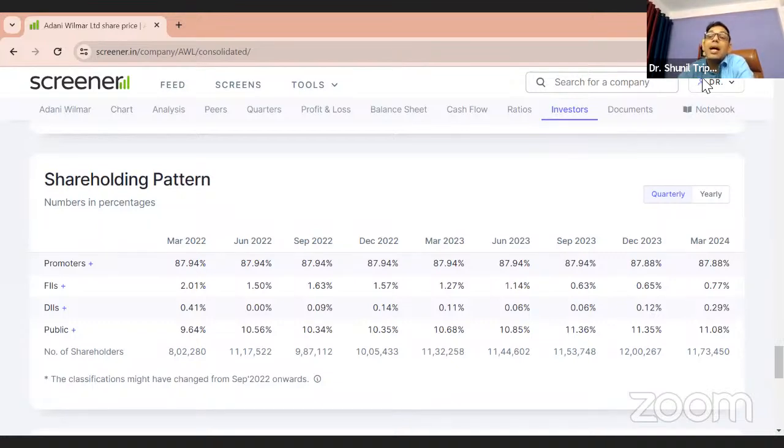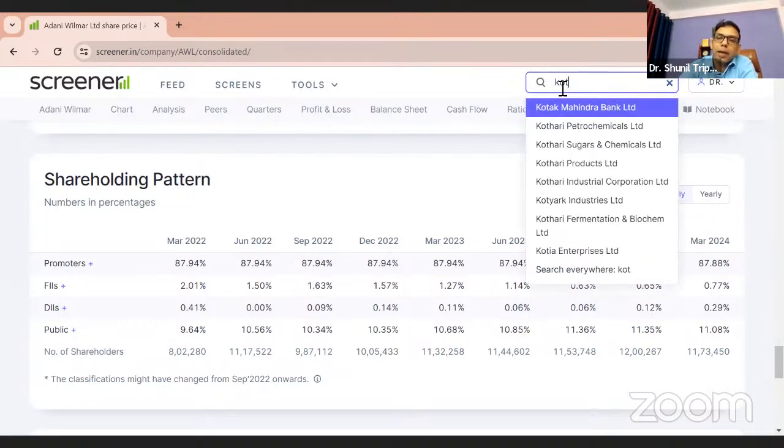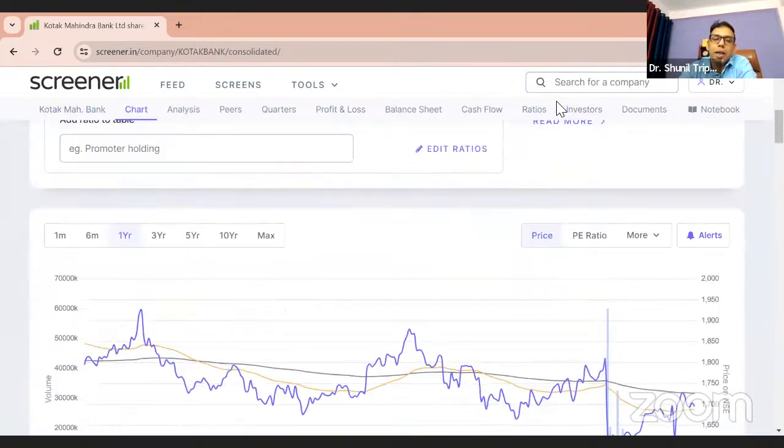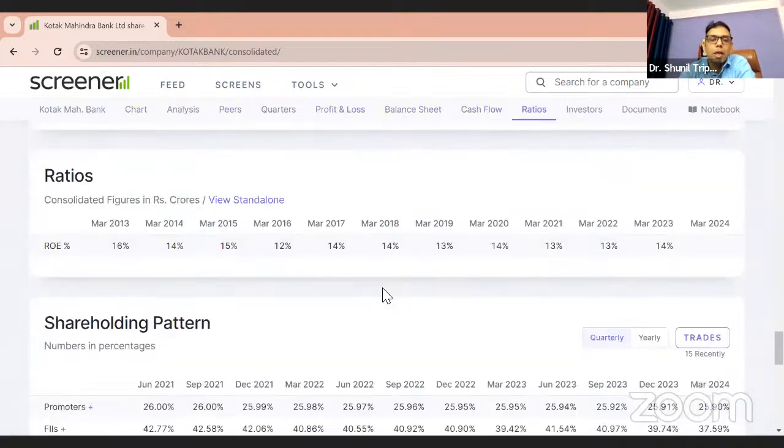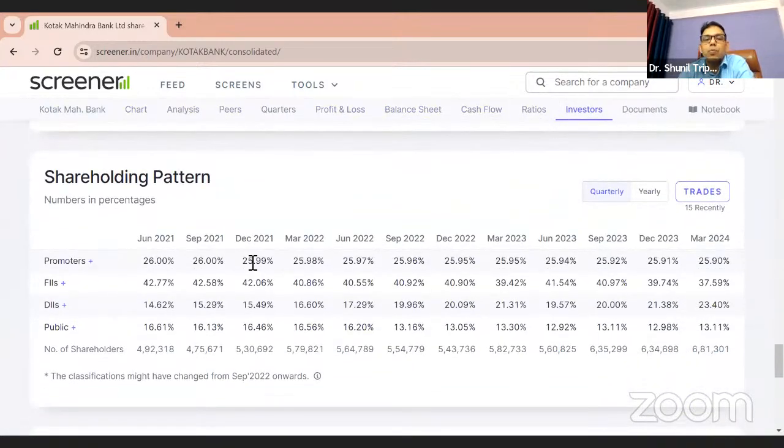Another thing, there is an RBI norm, which is for banks. In a banking company, no promoter can have more than 26% of shareholding. So suppose you see Kotak Mahindra Bank, you will find that the promoter holding is 25.99%.